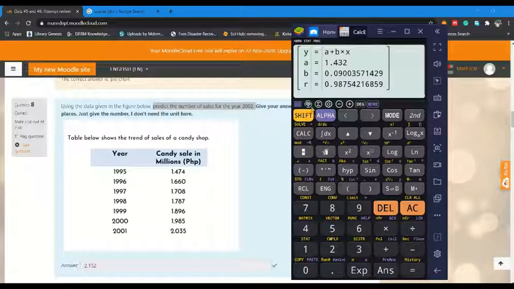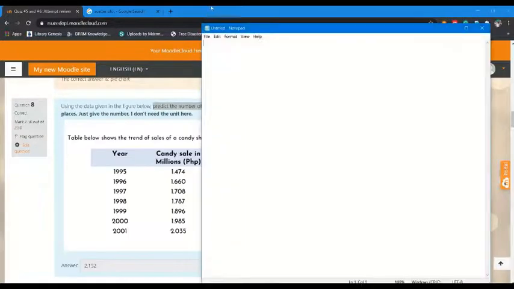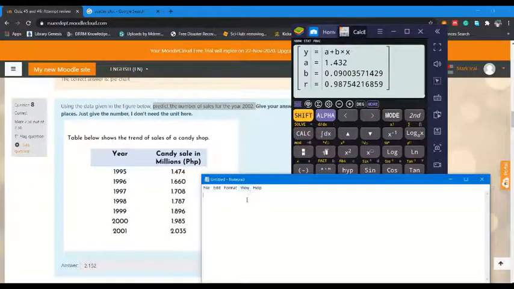Hindi natin kailangan dito yung correlation. So, kailangan natin kunin yung number of sales sa year 2002. So, year 2002 is 1, 2, 3, 4, 5, 6, 7, 8. So, number 8 siya. So, if you're going to use your notepad, kakalkulahin nyo yan. So, that is y equals 0.0900357 multiplied by 8, kasi yun yung value of x, plus 1.432. Okay? So, going to use your calculator.